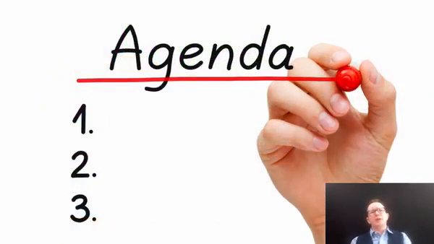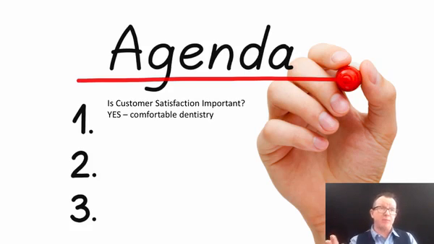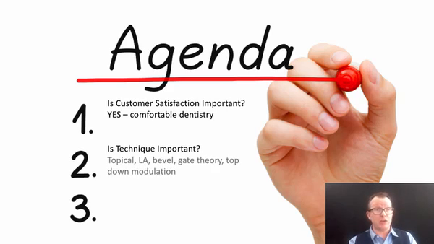So let's recap a little bit of what we've done. We've looked at customer service, why they come and why they don't come. Is it important? You know, it really is, because what we want to do is provide comfortable dentistry. And in order to provide comfortable dentistry, I want to make sure that I'm doing a really good injection, right? So my technique is paramount. I'm going to use topical. I'm going to use great equipment, great local anaesthetic. I'm going to be very careful of my bevel. I'm going to invoke the gate theory because I want sensation of touch to pass before the sensation of pain.